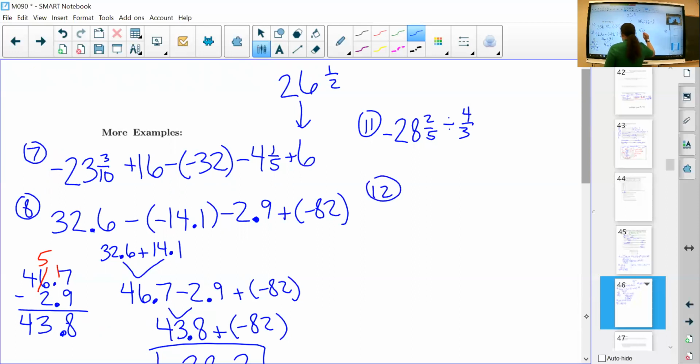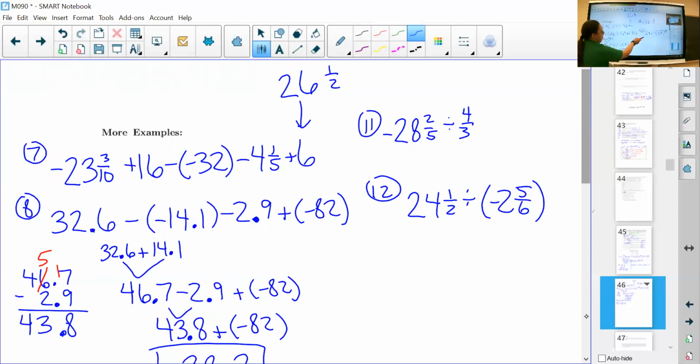Example 12, 24.5 divided by negative 2 and 5/6. Again, we need to make these improper, and I'll leave the rest up to you.